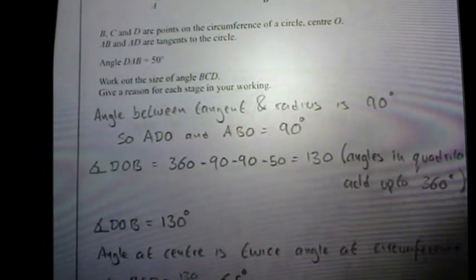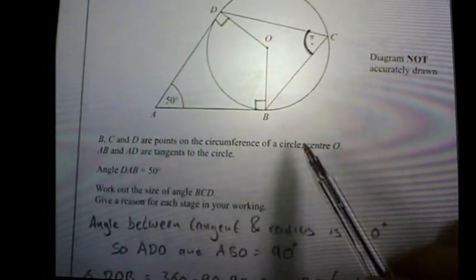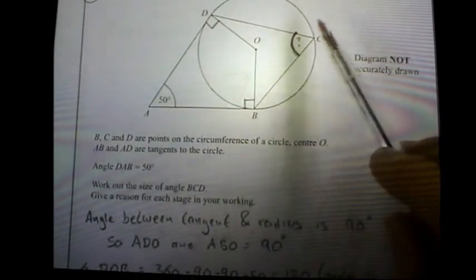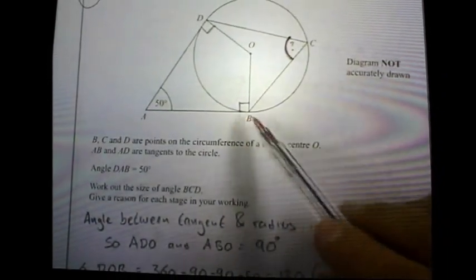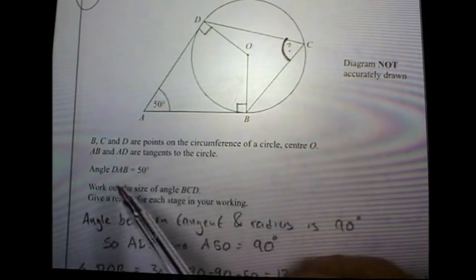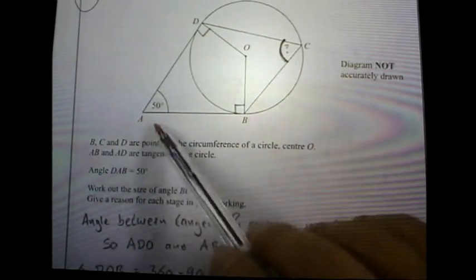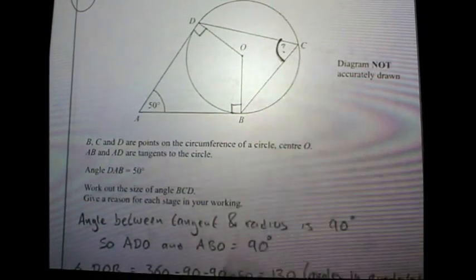Question 21. Circle theorems. It's functional, again up here, so explain yourself really clearly. D, C and B are points on the circumference of a circle. So D, C and B are all on the outside. AB and AD are tangents, and angle DAB is 50 degrees, so it says so there. Work out the size of angle BCD. So that's why I put a question mark on that one.